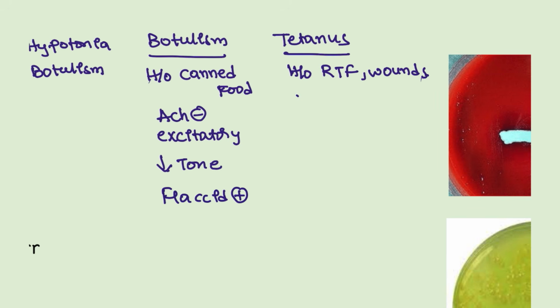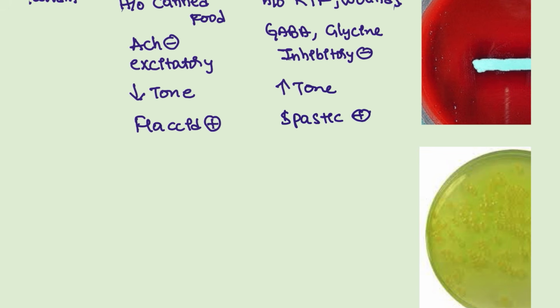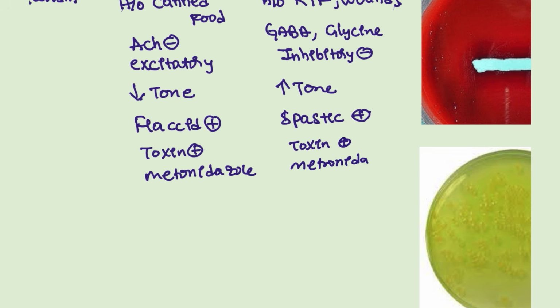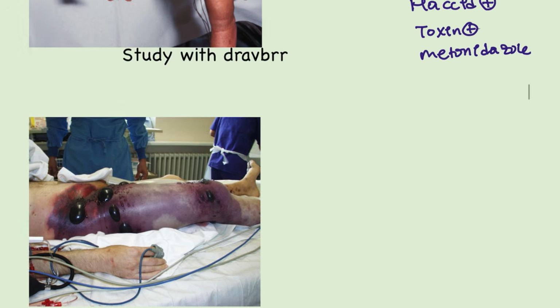Whereas tetanus toxin blocks GABA and glycine. So these are inhibitory. If the inhibitory transmitters are blocked, then the tone will be increased. So patients will present with spastic paralysis. And commonly the drugs we give are antitoxin and also metronidazole. Same as here, treatment will be antitoxin and metronidazole. For the media that we already discussed, we are going to use Robertson cooked meat media.